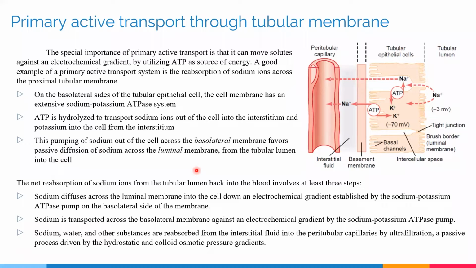So this pumping of sodium ions out of the cell across the basolateral membrane favors passive diffusion of sodium across the luminal membrane from the tubular lumen into the cell. Thus, the whole mechanism works in order to first pump sodium out of the cell on the basolateral side, which causes a decrease in concentration in the cells themselves, and this now promotes the diffusion of sodium from the tubular lumen into the cells, thus continuing the cycle.